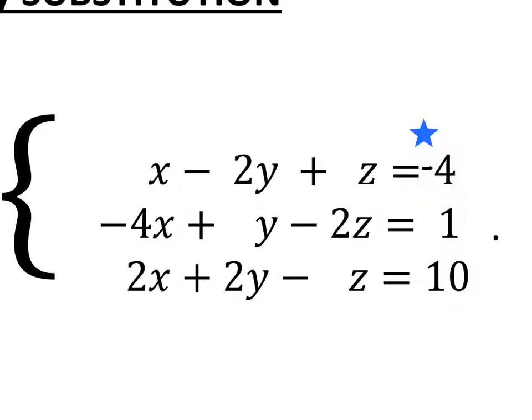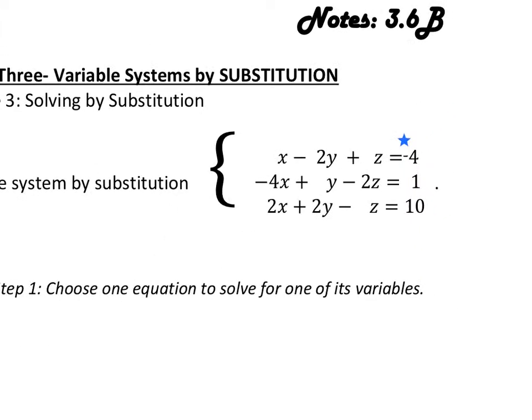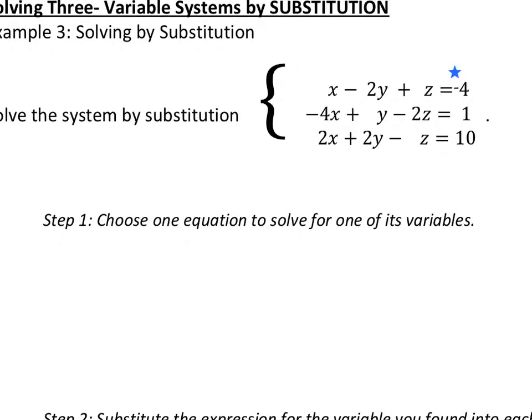So -4. That makes a difference. Now, the first step is to choose one equation and solve for one of its variables. So which equation do you want to deal with? First and third. First one. Just pick one equation. Okay, the first equation, which variable do you want to get by itself?